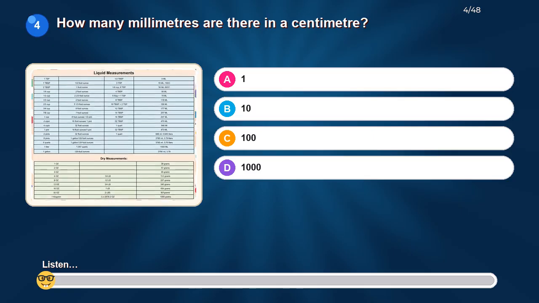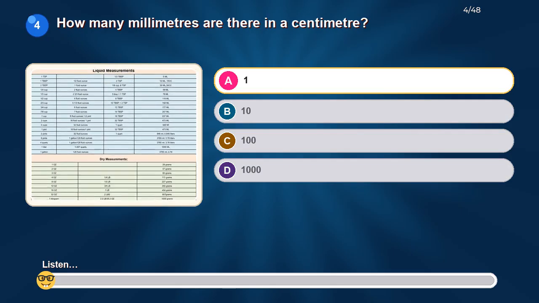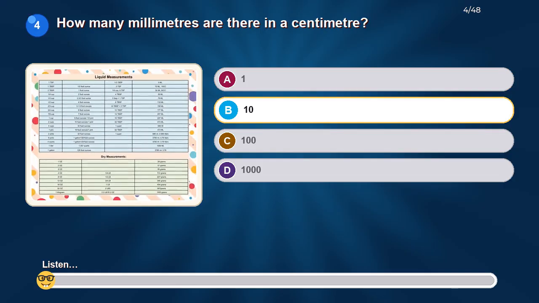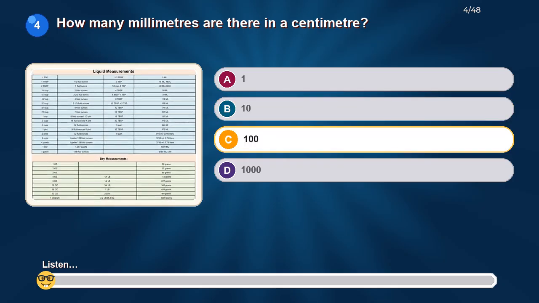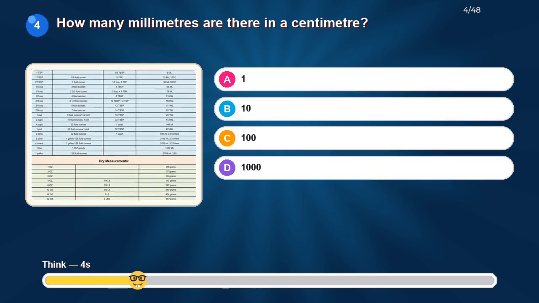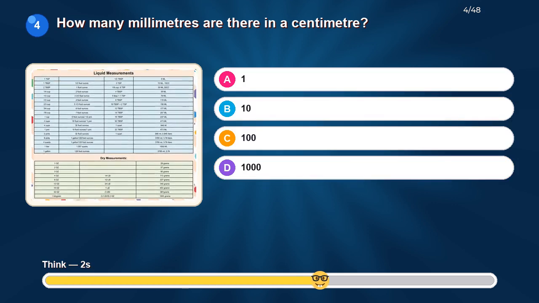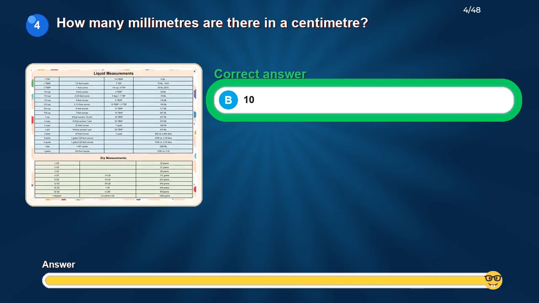How many millimeters are there in a centimeter? Option A, 1. Option B, 10. Option C, 100. Option D, 1000. The correct answer is 10.